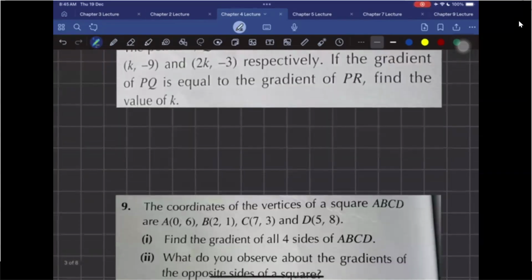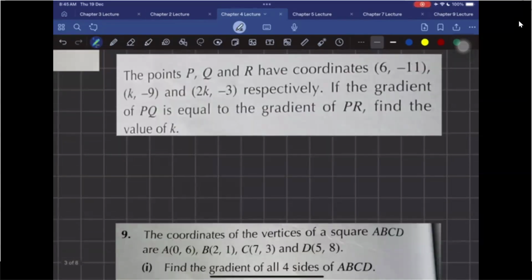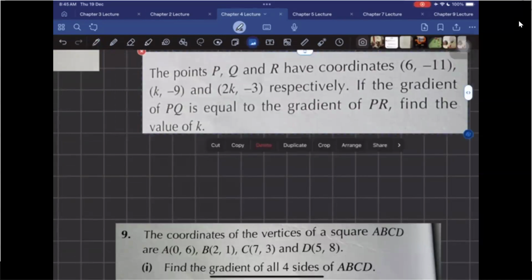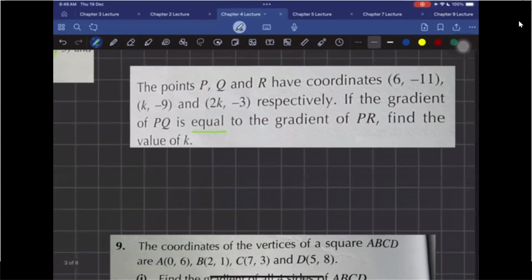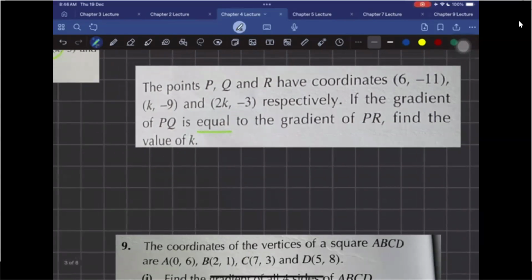Okay, so before we even carry on, what does it mean when they say that the gradients are equal? Okay. What does that mean? So gradient actually gives you the slope, right? So if they say that the gradient is equal, that means the two lines are parallel. So PQ and PR are parallel to each other, or they can be coinciding with each other. Okay, but in this case they can't coincide because their coordinates are different. So which means that they are parallel.